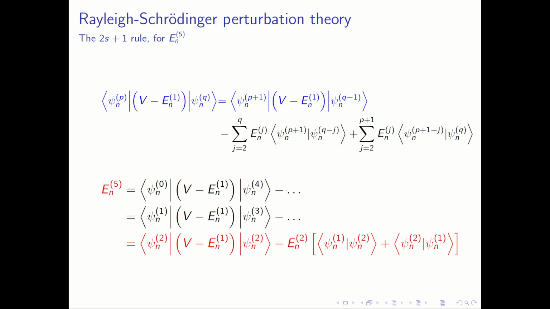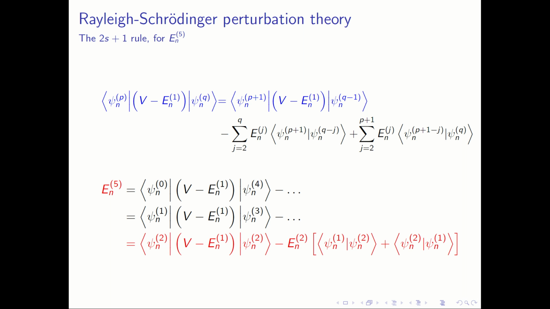Notice once again, this formula tells you that if you just know the first order and the second order energy and wave function corrections, you can actually find out the fifth order correction to the energy. So these formulae actually turn out to be pretty important for calculating higher order energy corrections in Rayleigh-Schrodinger perturbation theory.